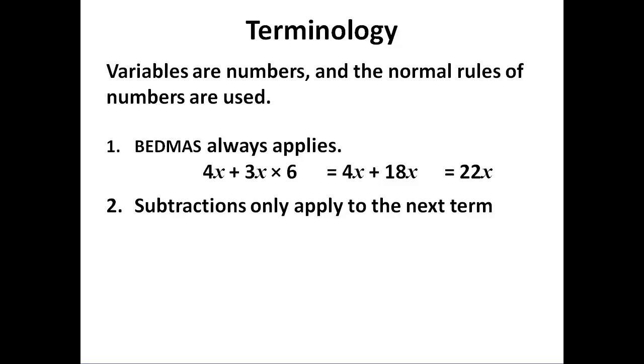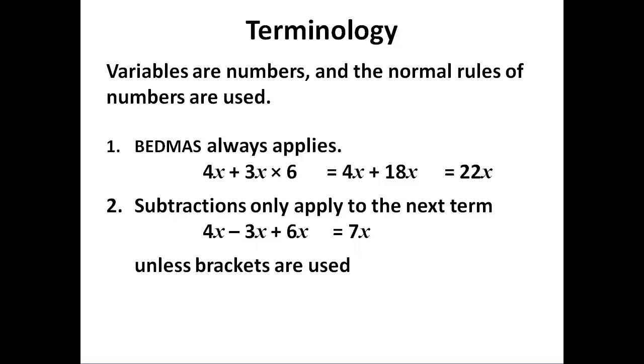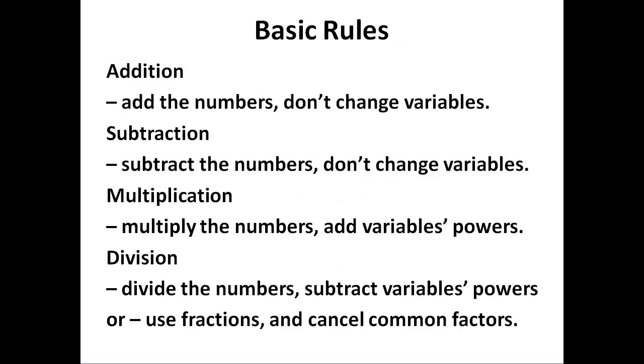and subtractions only apply to the thing that is following. In this case, only the 3x is subtracted, just as we would do it without the algebraic terms. 4 minus 3 is 1, plus 6 is 7. But that's different if we put brackets, because the brackets tell us that everything following has the subtraction applied. So that is 4 minus both the x and the 6. And these are our basic rules. Come back to these at the end.